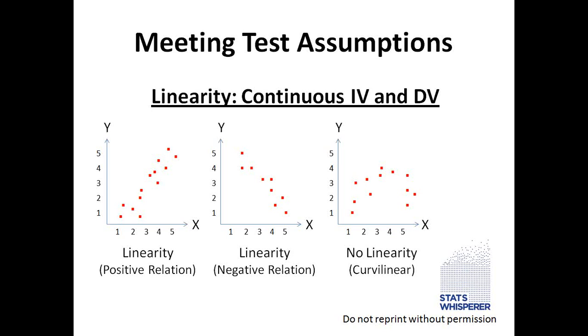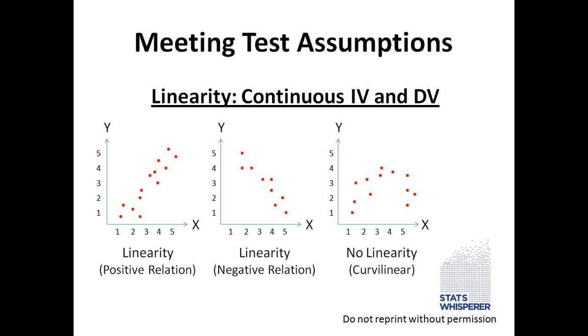Now the second figure is linearity. It's just negative. So if you have a 1 on the x-axis, you have a 5 on the y-axis, and then it goes down. So if you have a 2 on the x-axis, a 4 on the y-axis, all the way down to having a 5 on the x-axis and a 1 on the y-axis.